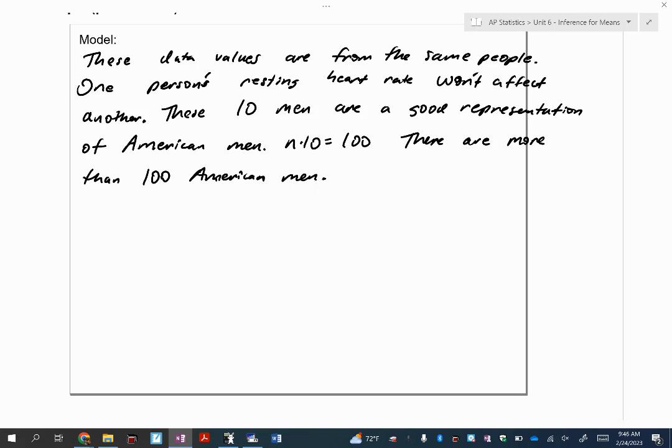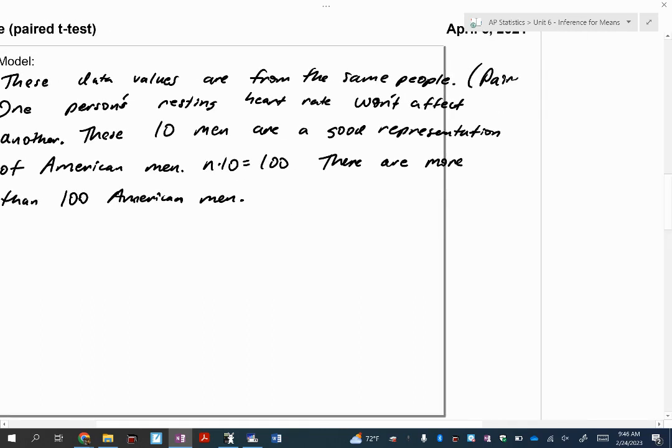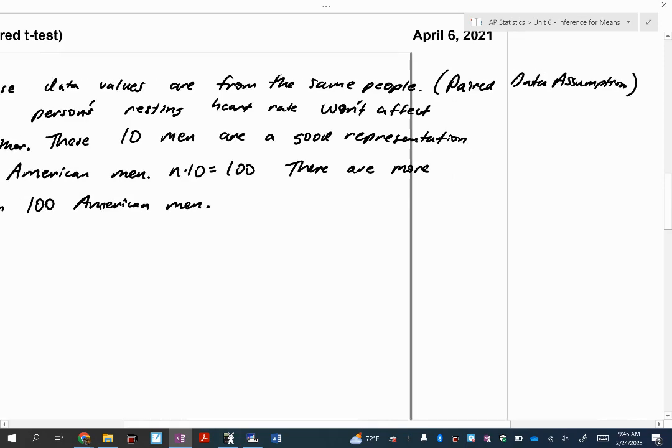Don't say the sample size assumption. I was gonna ask, like if the first one was the data value from the sick people, if that's our new assumption. Yes, so this is the paired data assumption. Okay. So yes, this is the new one. The only really new one, Thomas.